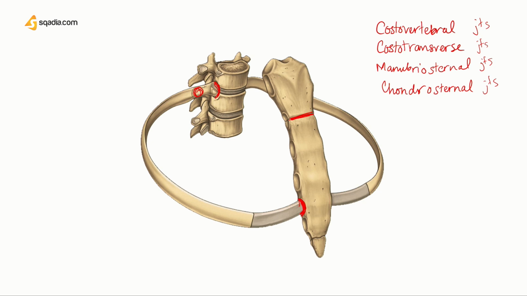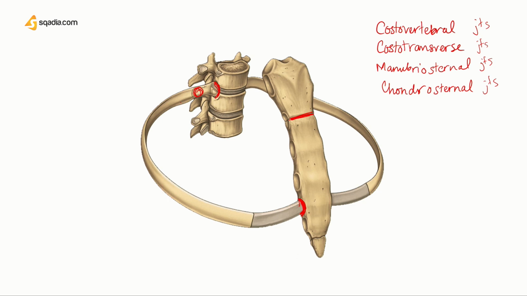When we talk about these movements, what happens is that during inspiration, the ribs rotate superiorly on their costovertebral joints and the sternum moves anterosuperiorly. This causes expansion of the chest cavity. So this basically rotates like this.